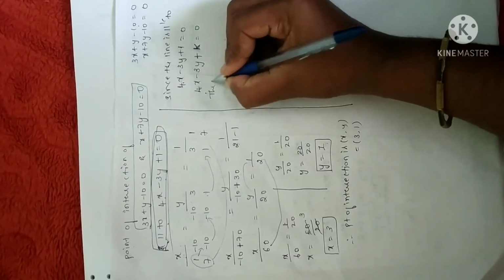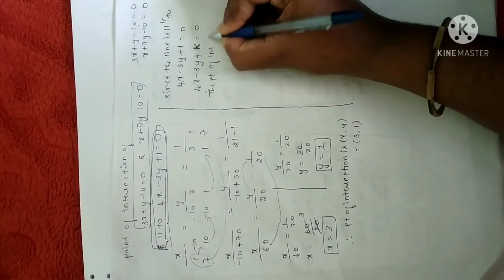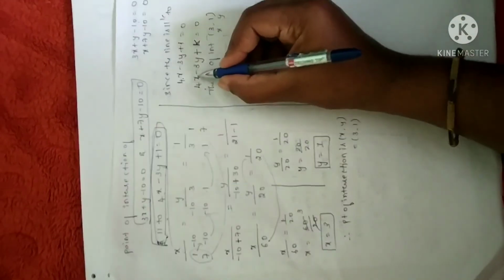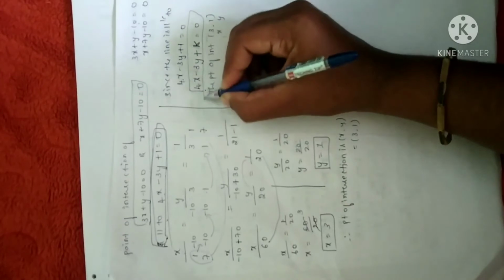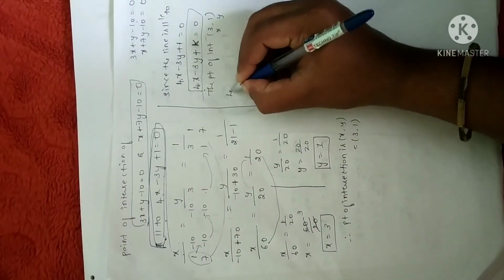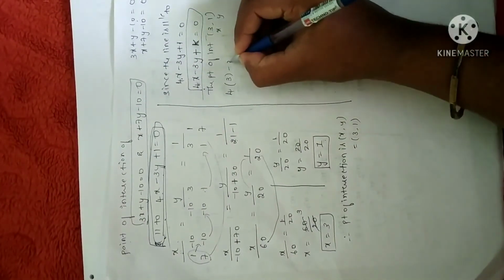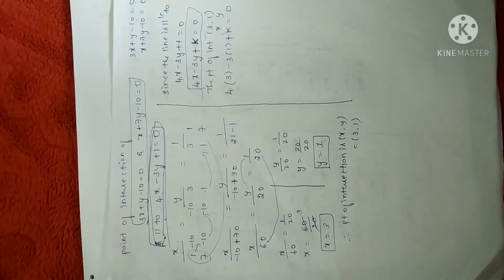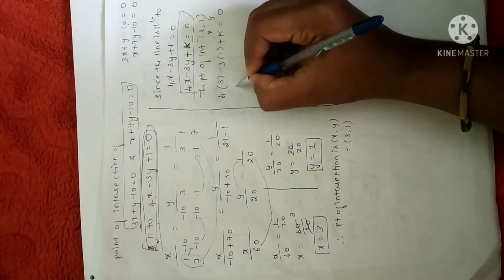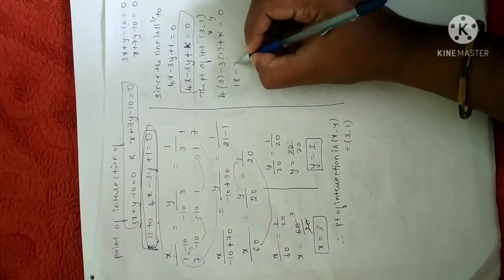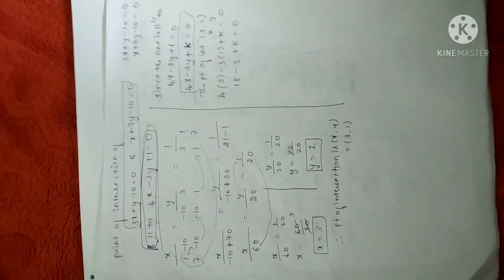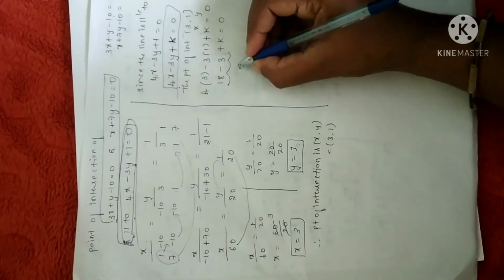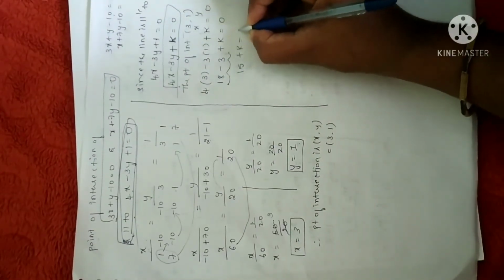Now the point of intersection is 3 comma 1. Take this value as x and this value as y and substitute in the assumed equation. So this is the assumed equation. 4 into 3 minus 3 into 1 plus k is equal to 0. Now we have to find the value of k, right? So 4 into 3 is 12, minus 3 plus k is equal to 0. Now 12 minus 3 is equal to 9 plus k is equal to 0.